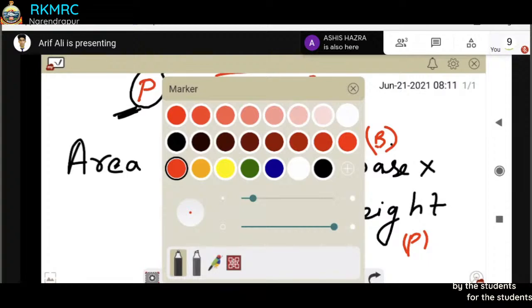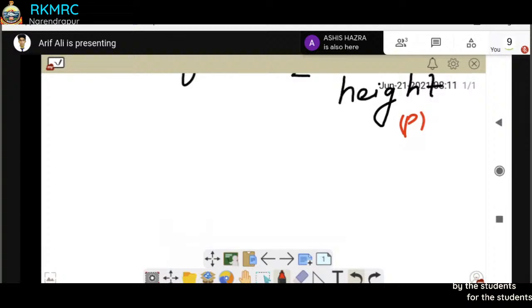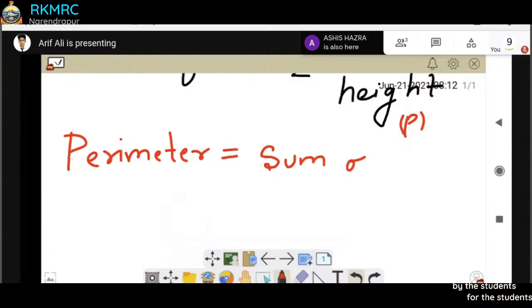And what is the perimeter? If you are asked to calculate perimeter, perimeter is basically the sum of all the sides of that triangle, that rectangle, that square, whatever you are dealing with. Sum of all the sides means addition of all the sides.